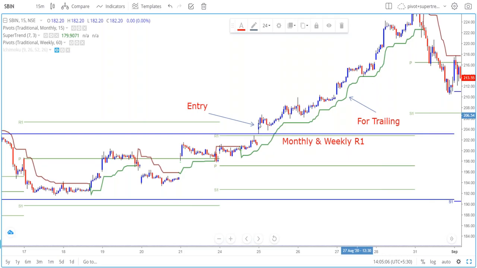So we'll enter here on close. Our stop loss would be the Super Trend level. This green line will be our stop loss, and we let price move and trail our stop loss with the Super Trend line. You can see we are able to capture this up move, and here our stop loss is triggered when price came below the Super Trend level.